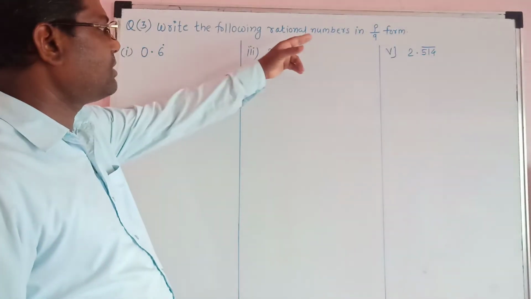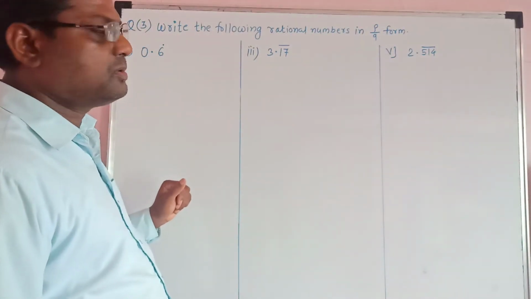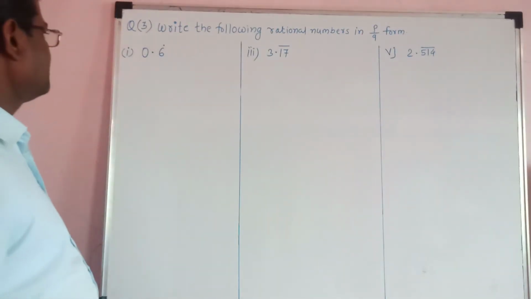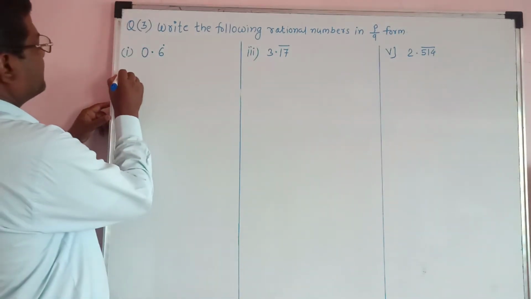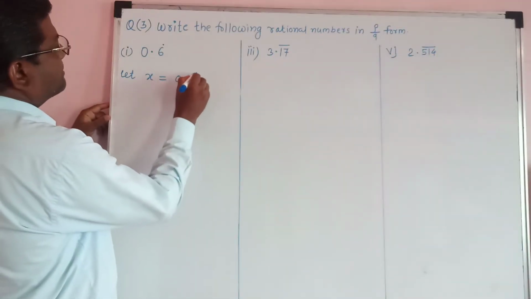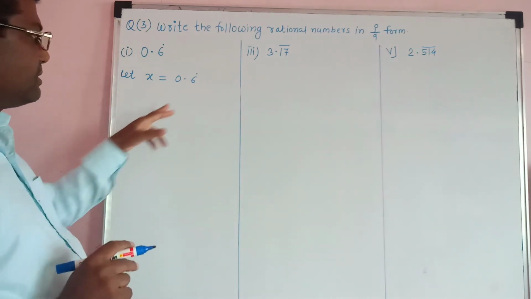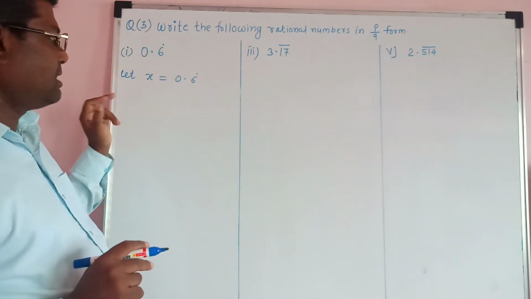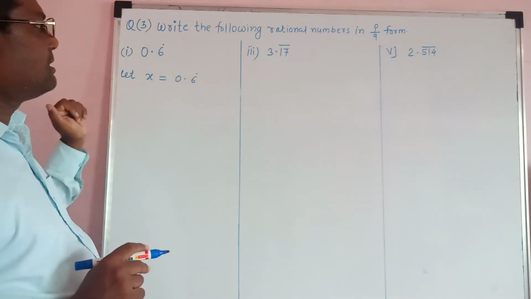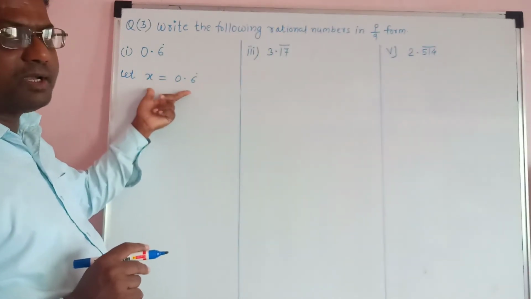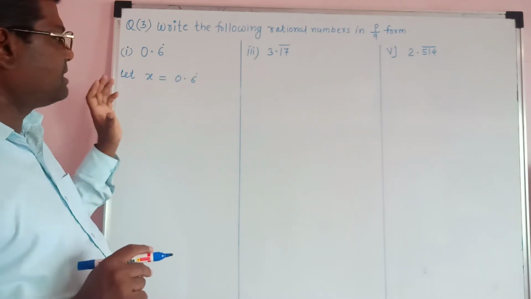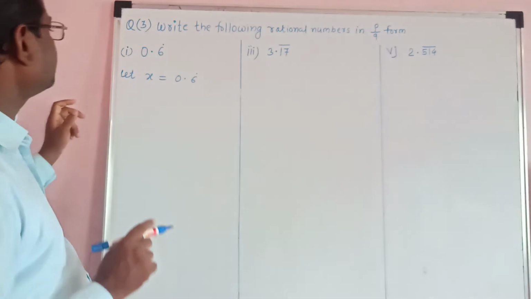Question number 3. Write the following rational numbers in p upon q form. Example number 1 is 0.6 dot. Now let us solve this example. Let x is equal to 0.6 dot. Here only one number is recurring. When only one number is recurring, we multiply both sides by 10. If two numbers are recurring, we multiply both sides by 100. And if three numbers are recurring, we multiply both sides by 1000.